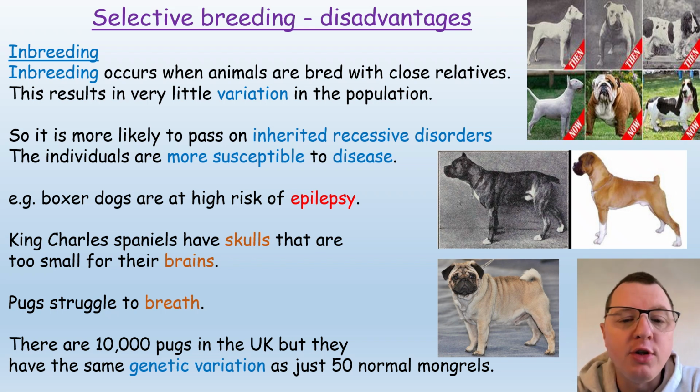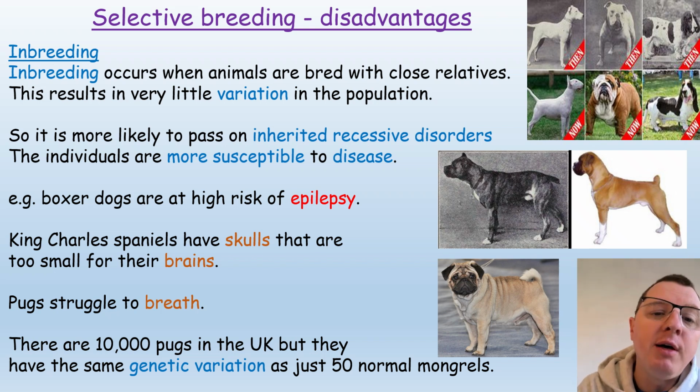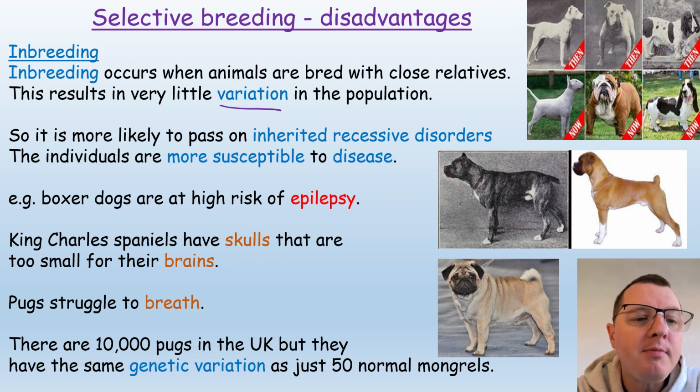Another disadvantage of selective breeding is inbreeding. Now, inbreeding occurs when animals are bred with close relatives. This results in very little variation within the population. So it's more likely to pass on inherited recessive disorders. So you may receive two recessive alleles from your parents because they are closely related, and therefore you're more likely to be having a population with a high percentage of recessive genetic diseases.